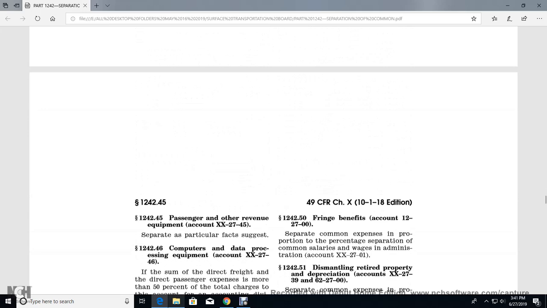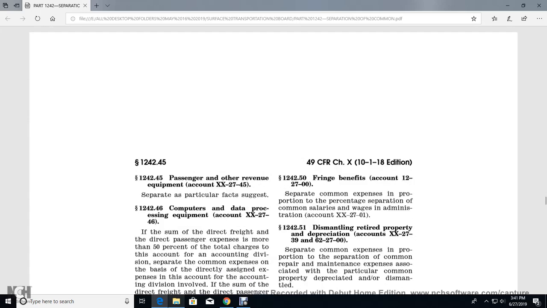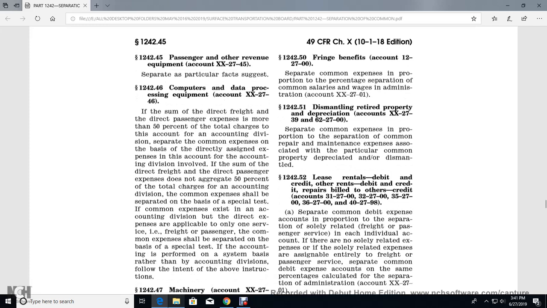1242.45: Passenger, other revenue equipment, account XX 2745. Separate as the particular facts suggest. 1242.46: Computers and data processing equipment, account XX 2746.